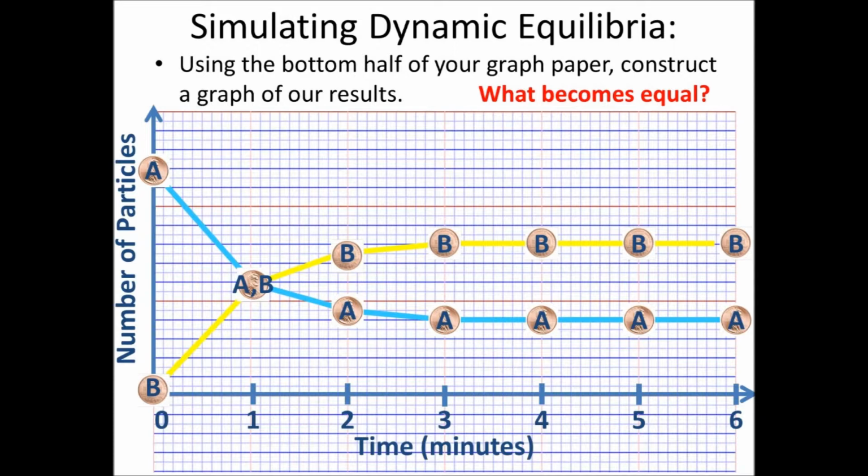Note that the concentrations of A and B become equal at time interval 1, but this is not the definition of equilibrium. Equilibrium is reached when the rate of change from A to B and B to A are equal, not when the concentrations are equal. And on the graph, this can be seen as the region between 3 and 6 minutes where the concentrations have become stable, or steady state.